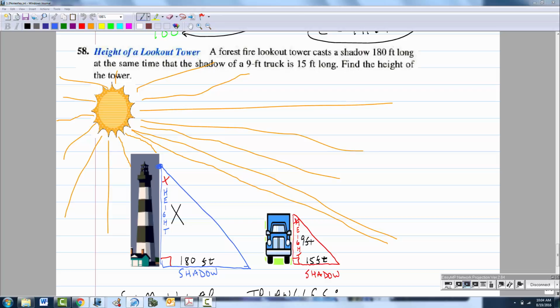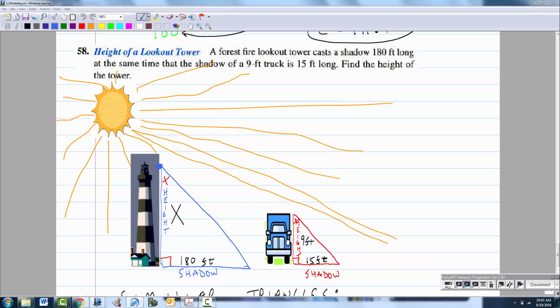And you could do this outside. You can measure your height, you can measure your shadow, then you can measure the shadow of a building, and by a similar triangle relationship, you can find the height of the building, just like that. Snap, snap. Okay? So anyway, the shadow's 180 feet, which is tough to draw.